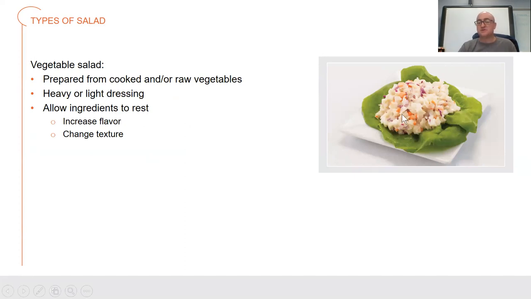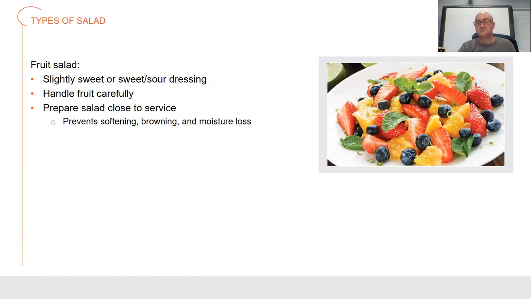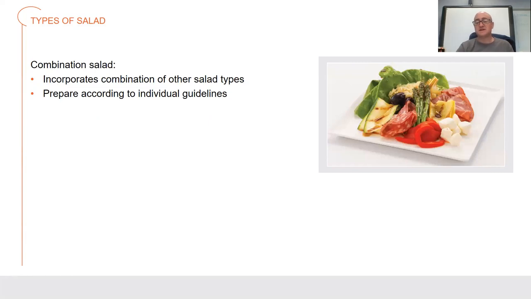Veggie salad could be like your coleslaws from cooked or raw vegetables, heavy or light dressing, depends on what you want to do. I've had vinegar slaw and I've had mayonnaise slaw. I like both. Fruit salad, slightly sweet or sour dressing. Handle fruit carefully so it doesn't break down. You want whole pieces of fruit, you don't want it smashed. Prepare these close to service so they don't turn. If you have a fruit salad with a vinegary dressing, because vinegar goes great with fruit, the vinegar will break down the fruit. So you don't want to toss that too far ahead of time because it'll be like a bowl of soup. And this is the combination, so this is choosing your different salads and putting them on a plate.